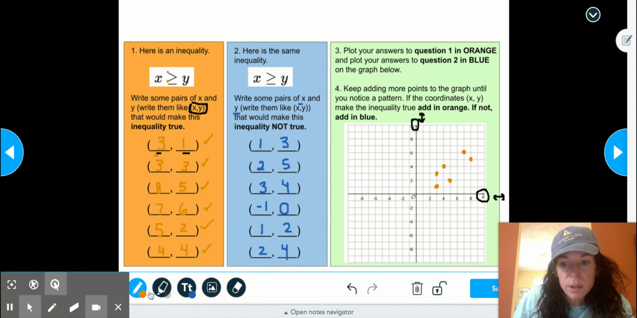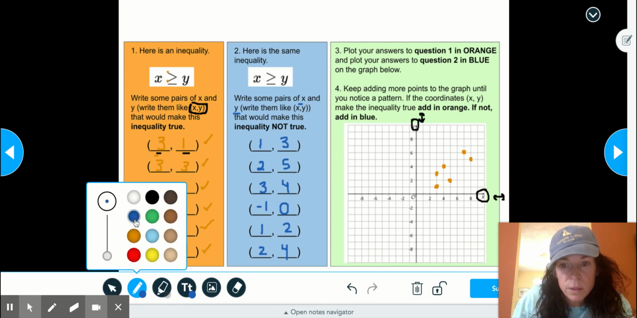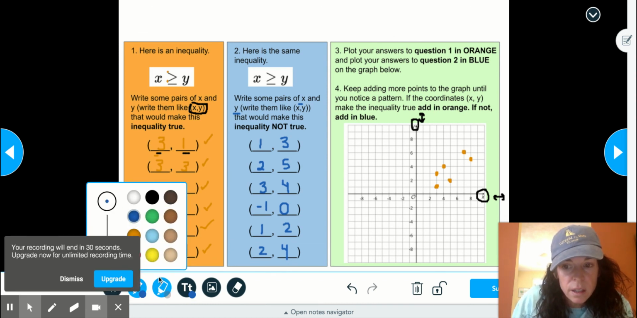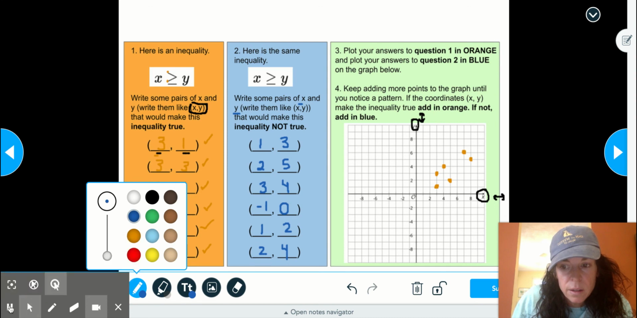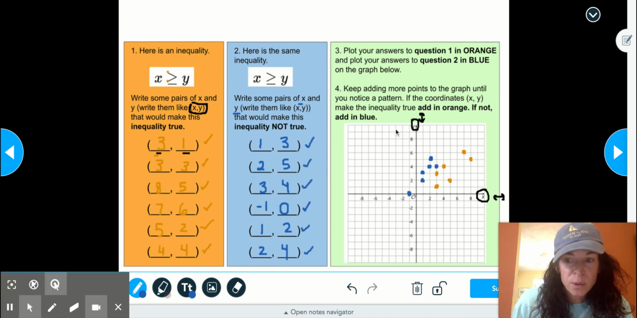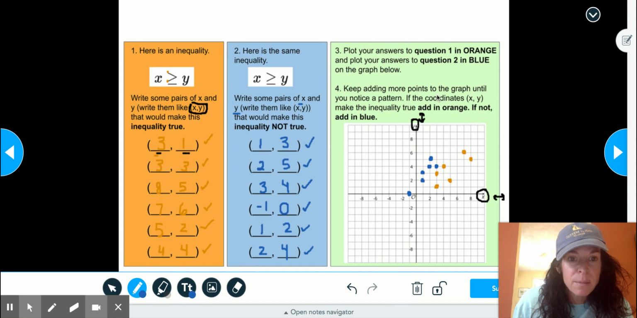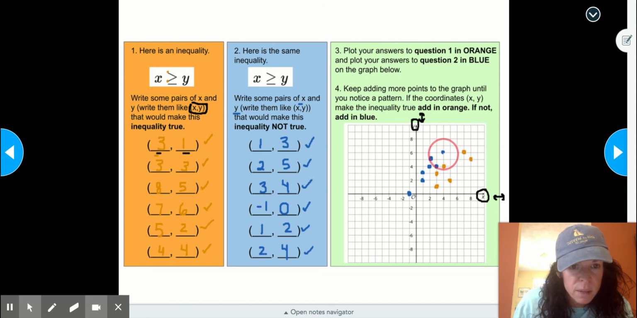And then we're going to plot them in blue. Let's see, blue, blue, blue. 1, 3. I plotted those blue points, and then it says keep adding more points to the graph until you notice a pattern. So let's see, is 4, 6? Will that make this true? Is 4 greater than 6? Nope, so it's going to be a blue one.